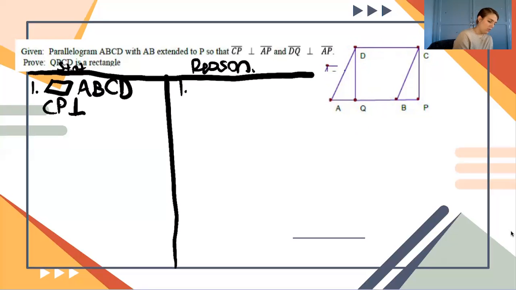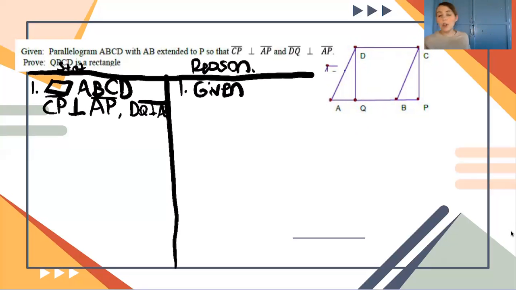And I know that these are both perpendicular. Okay, so in order to prove that this is a rectangle, what I am focused in on are these two triangles. So I need to prove that these two triangles are congruent so that I can prove that DQ and CP are also congruent.